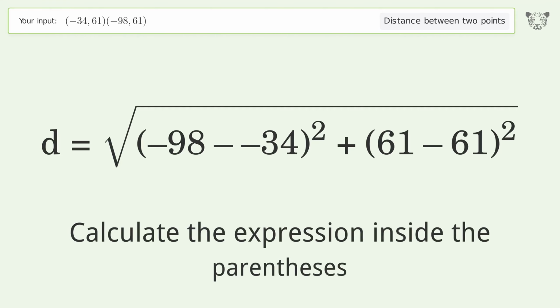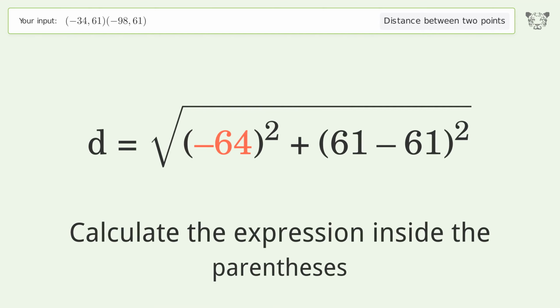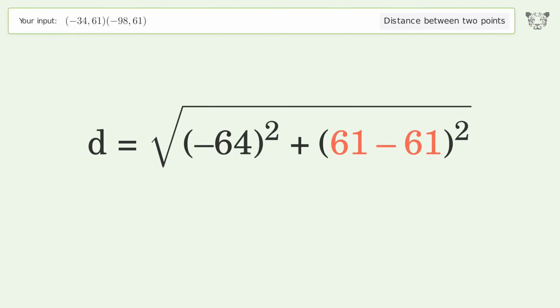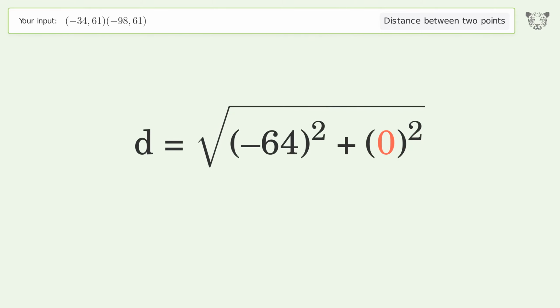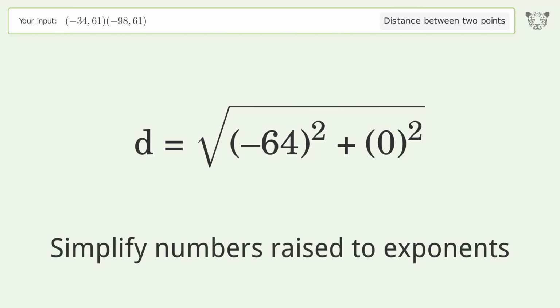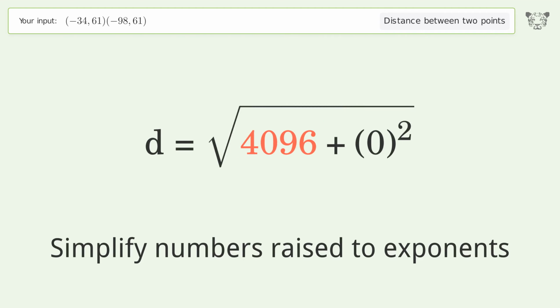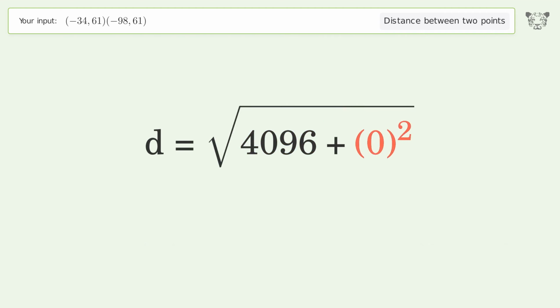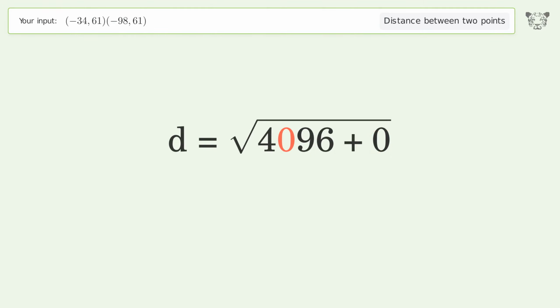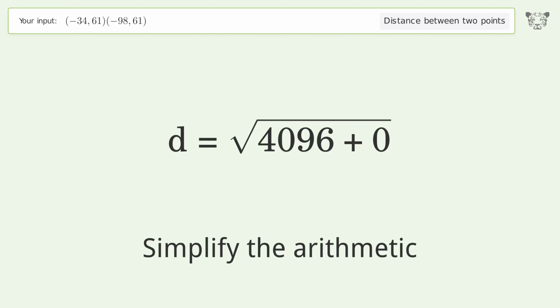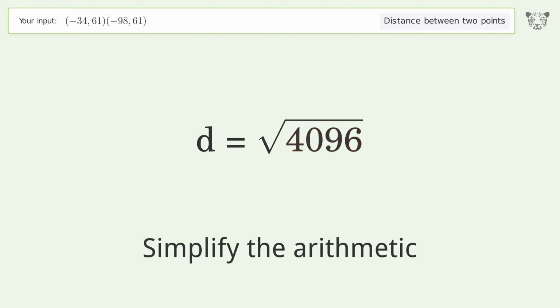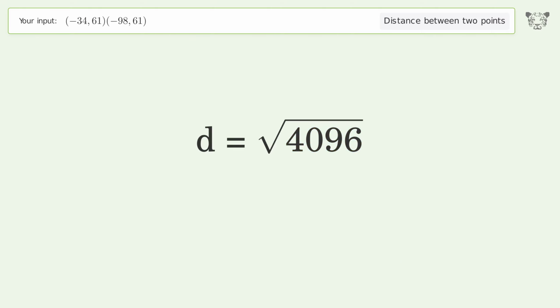Calculate the expression inside the parentheses. Simplify numbers raised to exponents. Simplify the arithmetic. And so the distance between the 2 points is the square root of 4096, or 64.